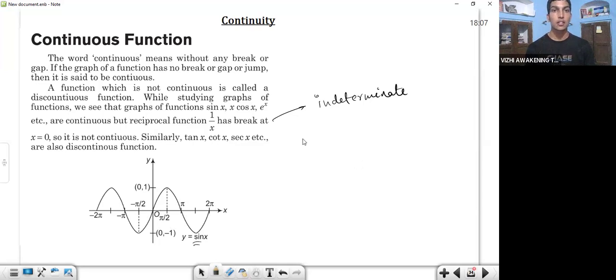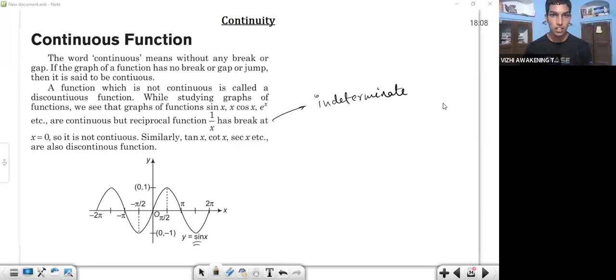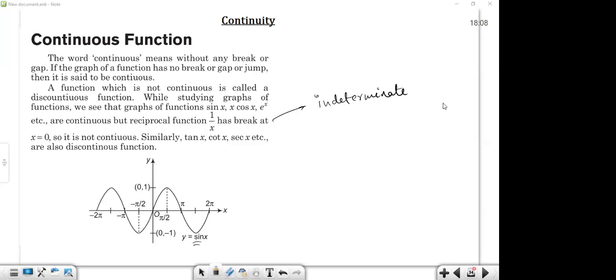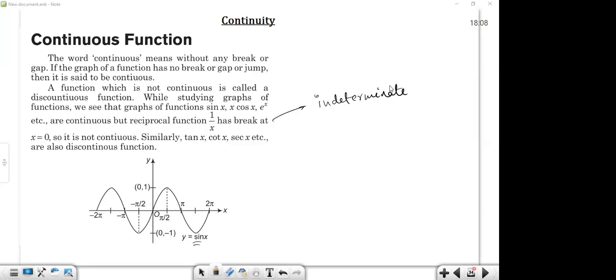So any doubts? If you have any doubt, you can unmute yourself and respond, please. I'm waiting. Please respond. Is that clear or not? Okay. Yes, sir. Okay. What is the doubt, Tanish? No doubt, sir. No doubt.